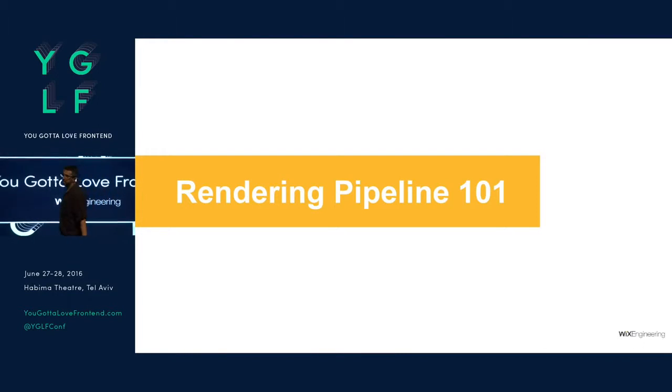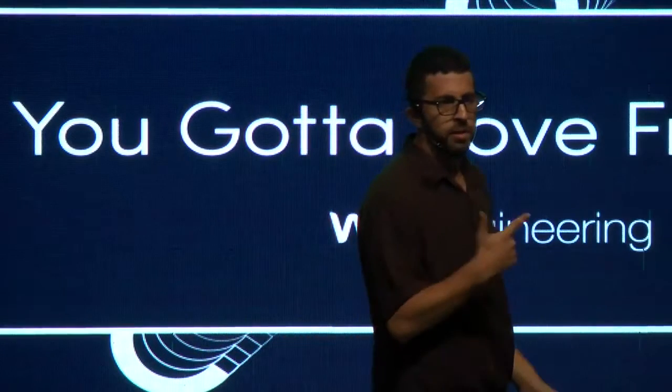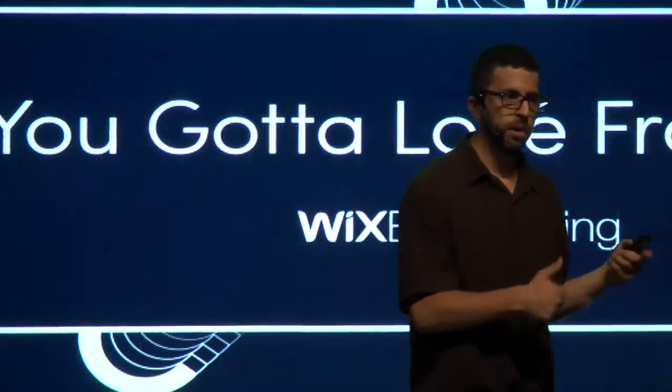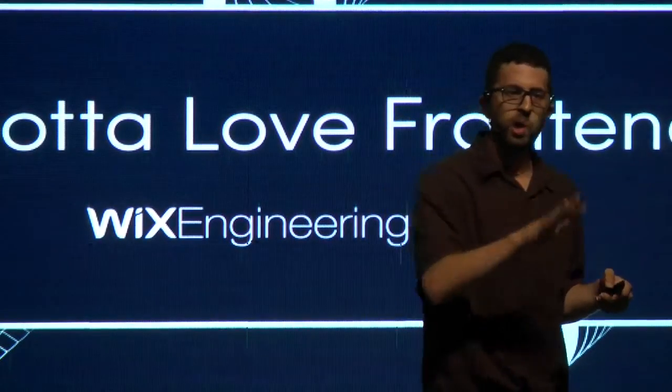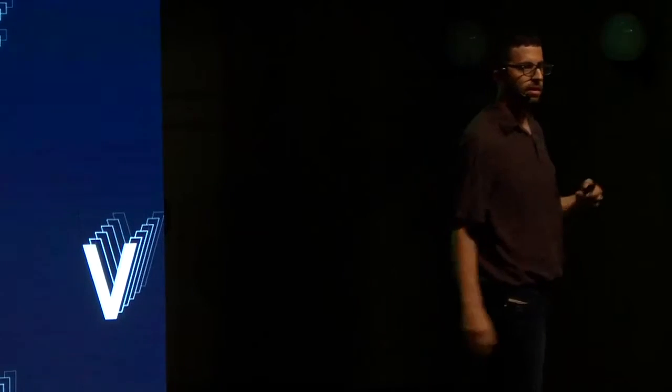The first part is going to be rendering pipeline 101. I'm going to explain about the different pieces of the browser rendering engine. I'm going to use terms that are used in the Chrome DevTools. So every term I use here, I didn't make it up. You can go to the Chrome timeline and see it later, see what the browser is actually doing. Specifically Chrome, other browser engines use slightly different terms.